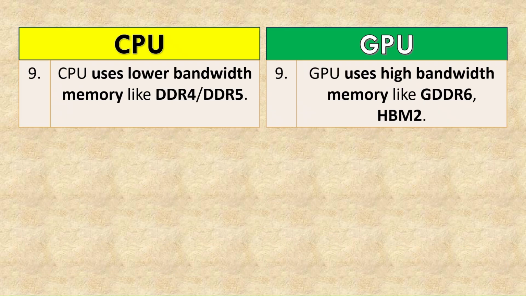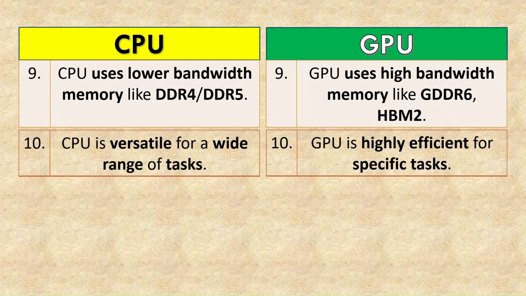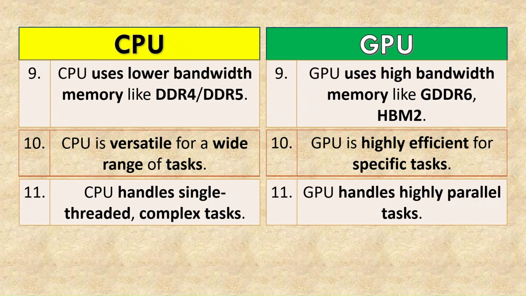CPU uses lower bandwidth memory like DDR4/DDR5. GPU uses high bandwidth memory like GDDR6, HBM2. CPU is versatile for a wide range of tasks. GPU is highly efficient for specific tasks. CPU handles single-threaded, complex tasks. GPU handles highly parallel tasks.